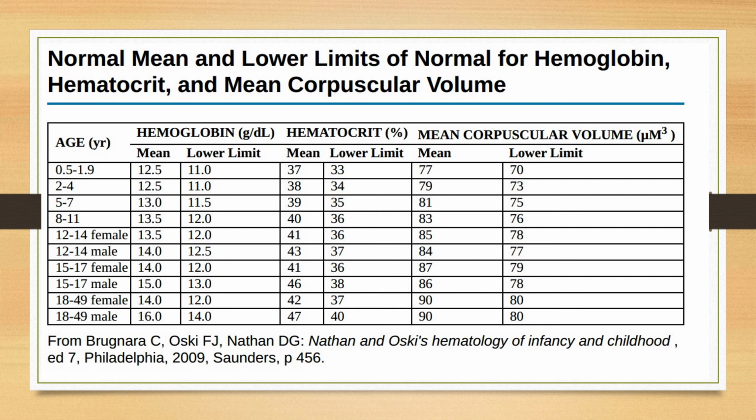This is a normal mean and the lower limits of normal value for hemoglobin, hematocrit, and the mean corpuscular value for children at different age. Children have different lower and upper limits for their normal hemoglobin, hematocrit, and MCV value. So it depends on the age and gender of the child. That is why we should check the chart before judging the result of the laboratory to say anemia or polycythemia in pediatrics, because everything depends on the gender and the age of the child.